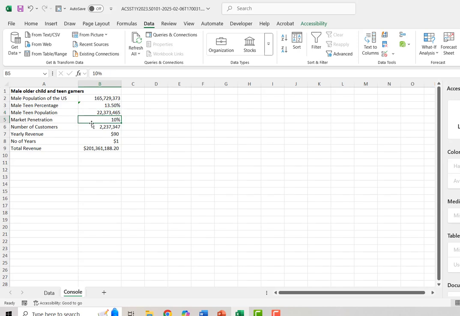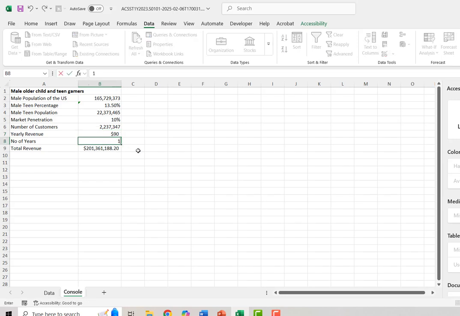Now, let's assume that we think, based on our previous analyses of the previous generation of consoles, 10% of this population are going to buy, let's just say, a yearly subscription to our online gaming service. This would give us a customer base of approximately 2.27 million. And imagine that we sell each of these subscriptions for $90 a year.